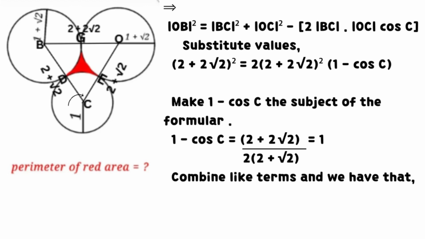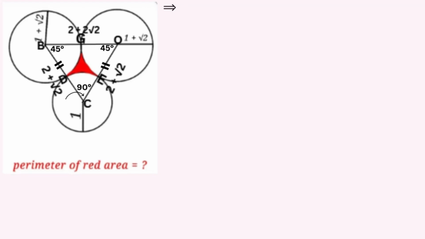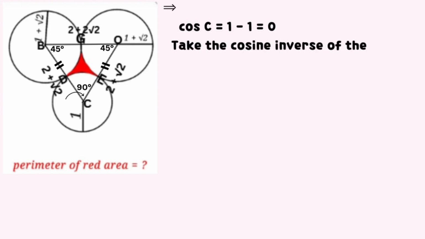Make 1 minus cosine C the subject of the formula. We obtain an equation as shown on the screen. Combine like terms and we have that cosine C equals 1 minus 1, which equals 0.